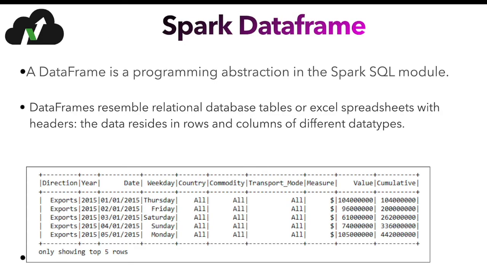Now this is exactly what we saw in the sample example which we just tried in our IDE. Whenever you work with a DataFrame, you are going to receive the entire DataFrame if it is structured in a columnar format. So you will have your columns and then the values in row-based objects. What the definition says is that a DataFrame is a programming abstraction in the SQL module. DataFrames resemble relational database tables or Excel spreadsheets with headers. The data resides in rows and columns of different data types. This is what we understood in our previous lecture and program which we executed locally.